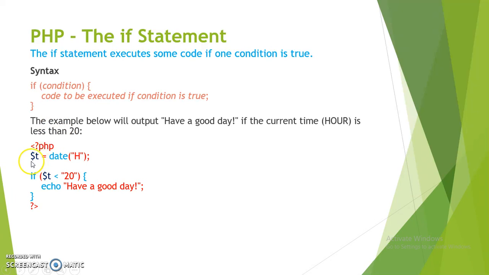So we just assign the string $t the date of H, the hour, and we say if today's hour, this is $t, is less than 20, that's 8 o'clock, then you echo "Have a good day." So it depends on your time or your computer time. Because it's using the server time, and our server right now is a local server. By the time you upload it online, you should use the time on your host.